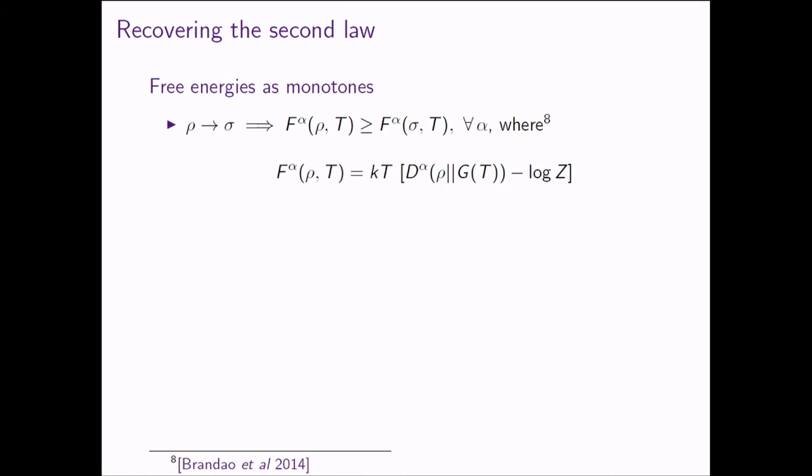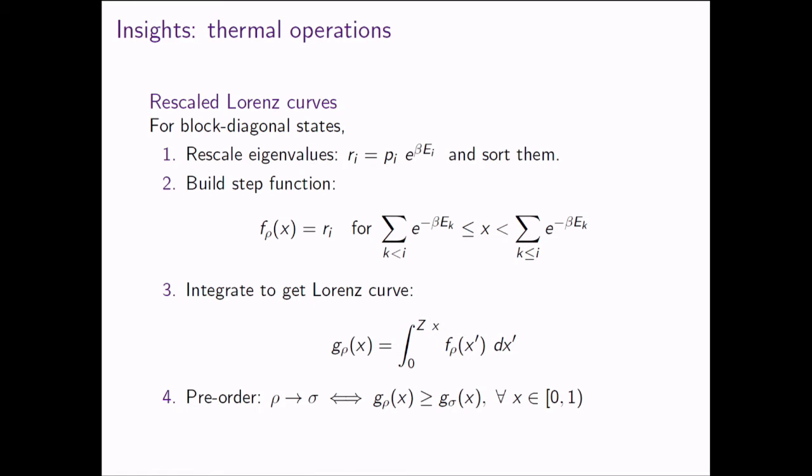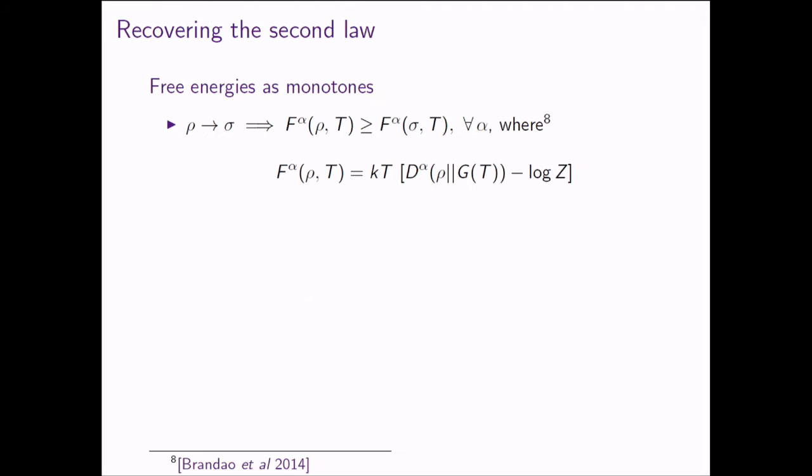So, I'll talk about what is the sufficient condition, what's the necessary condition. One thing that you get from here: this preorder, as I said, is only completely defined on block diagonal states, okay? But what you get from this is that the free energies are monotones for all states, including coherent states.